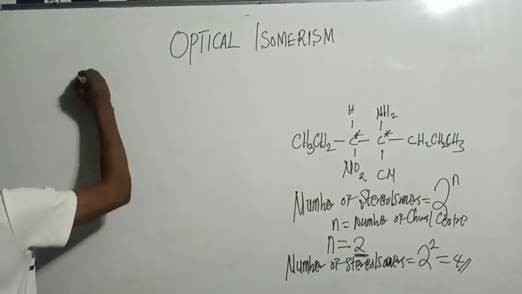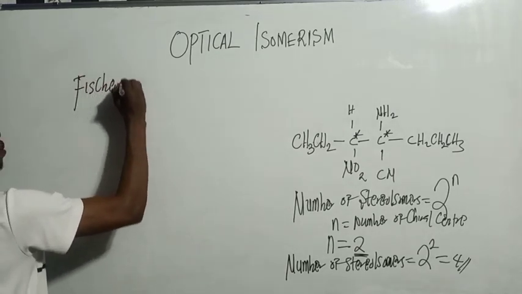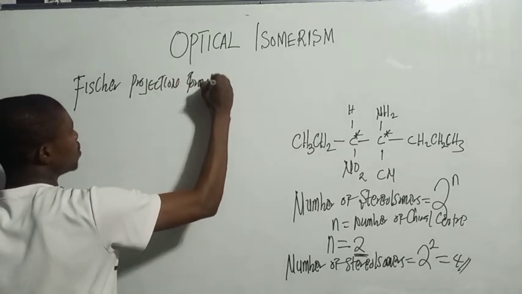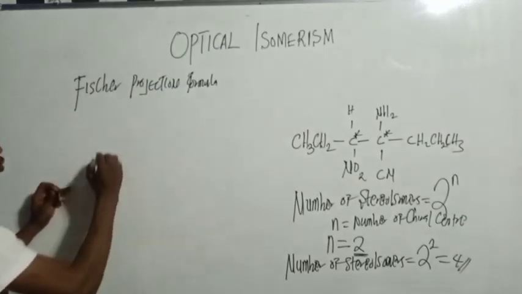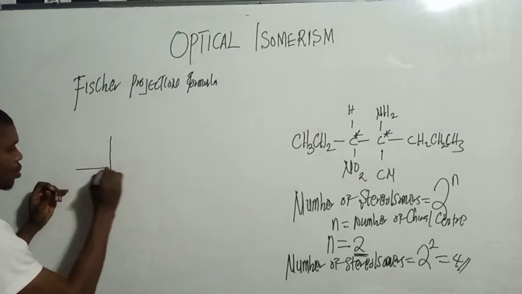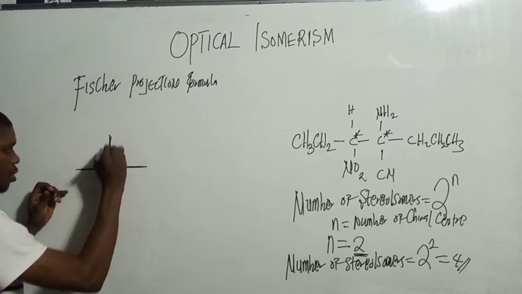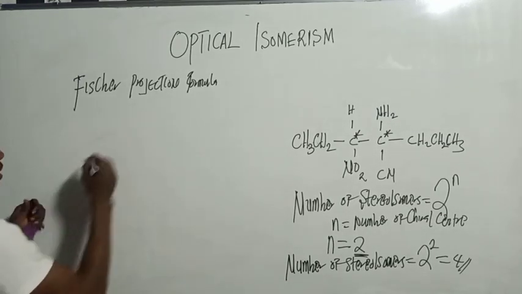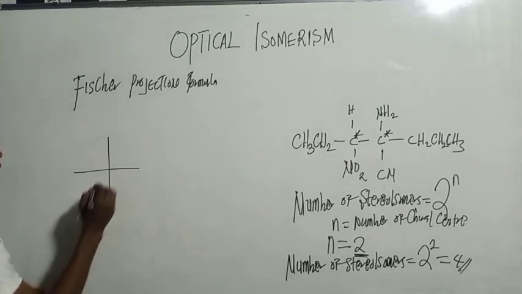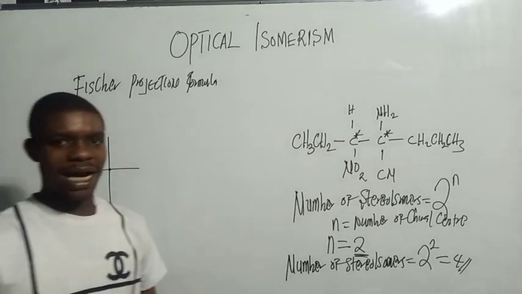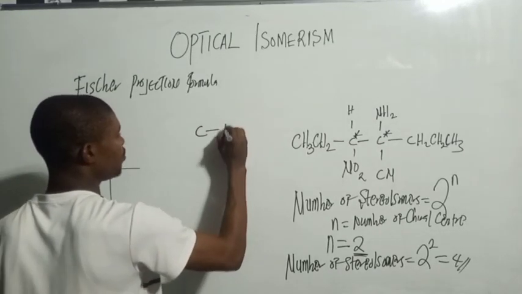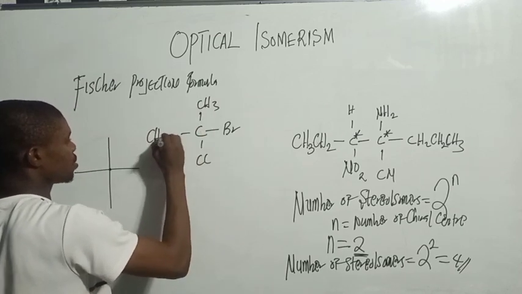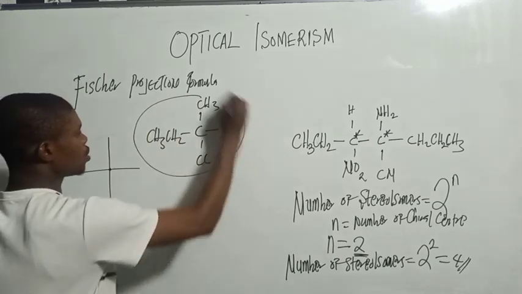So we're talking about the Fischer projection formula. Now in Fischer projection formula it's very easy here. You use vertical and horizontal lines. Now this point of intersection indicates the chiral molecule. Remember, I drew some for you: Br, F, Cl, CH3, right?